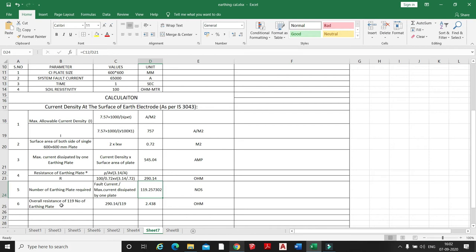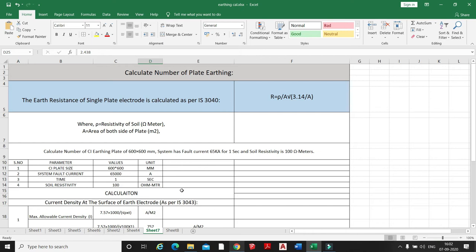And the overall resistance of 119 nos. of earthing plates: you divide the resistance by the total number of plates, and you will get the overall resistance of the earthing plates, which is 2.43 ohm. So this is the calculation for the earthing plate.